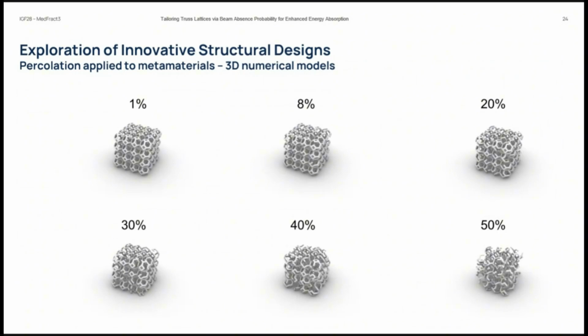But just to show you what happens when you remove beams, you can see that as we travel from 1% to 50%, the lattice starts to lose its connectivity. And here it resembles a Voronoi lattice, like a random lattice, but it's still based on a unicell. I didn't mention this, but all these lattices are based on a Kelvin unicell. So this is not a random lattice. It's a Kelvin lattice without 50% of the beams.